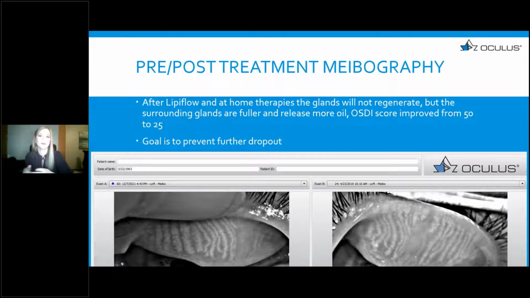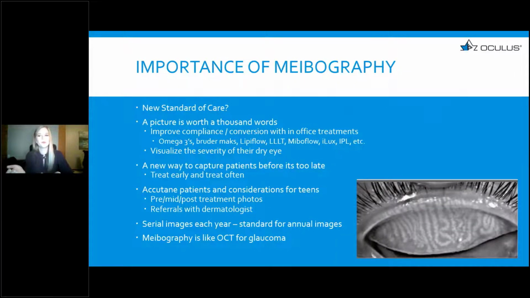So again, the importance of having the baseline, the tear breakup baseline, the OSDI, because they really just show the improvement that we had. And like I said, for this case, we used LipiFlow because that's what we had at the office at that time. You can do this with anything else that you have. You can do this with iLux, you can do this with IPL, LLT, whatever your therapy is. It's great to just show before and afters.